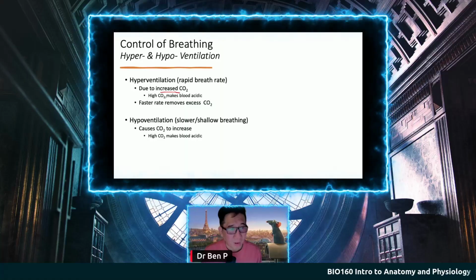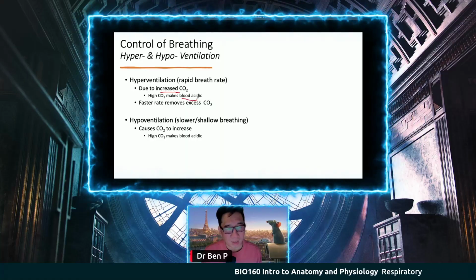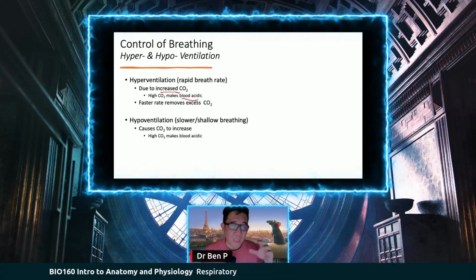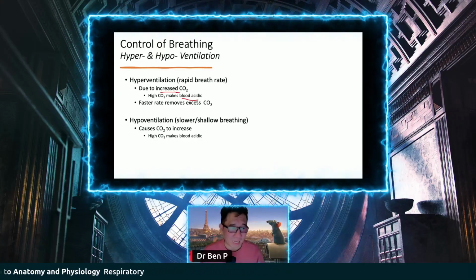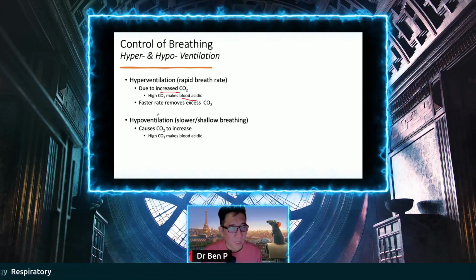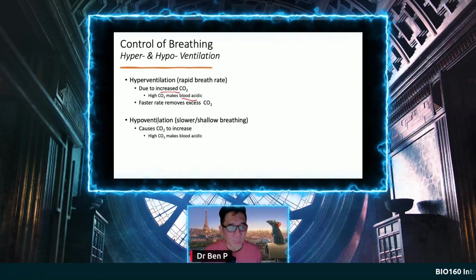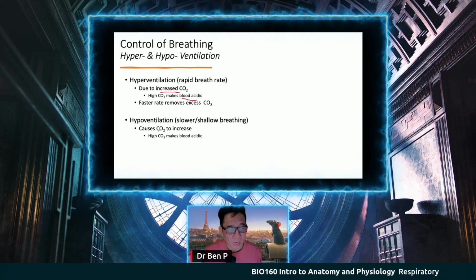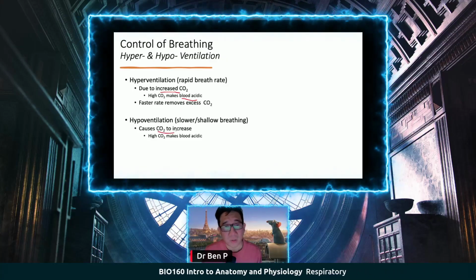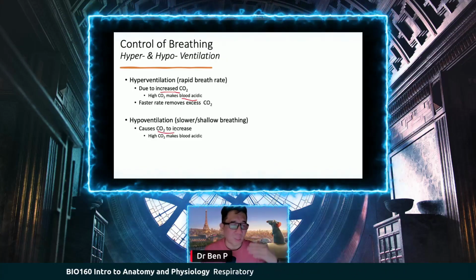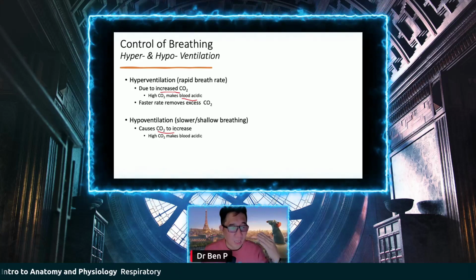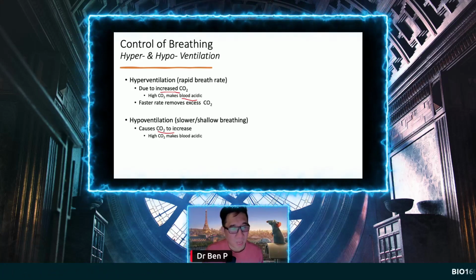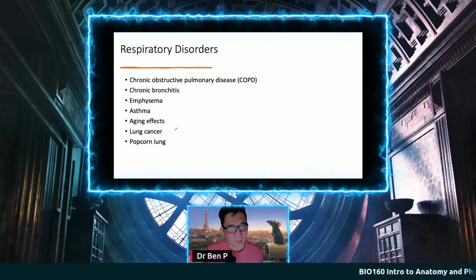If you have too much CO2, your blood will become acidic. Your body will become acidic. So you're trying to breathe out CO2 so that your body can become more basic instead. Hypoventilation is breathing really shallow or really slow. This is when your CO2 starts to increase, and you want to breathe slower. And again, high CO2 makes your blood more acidic.